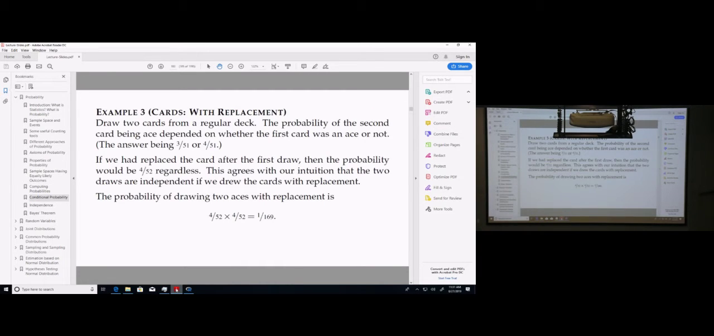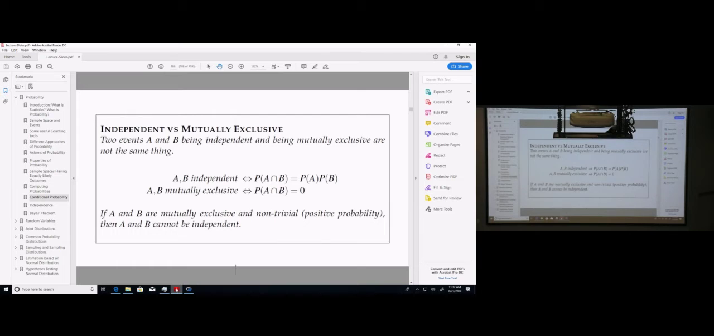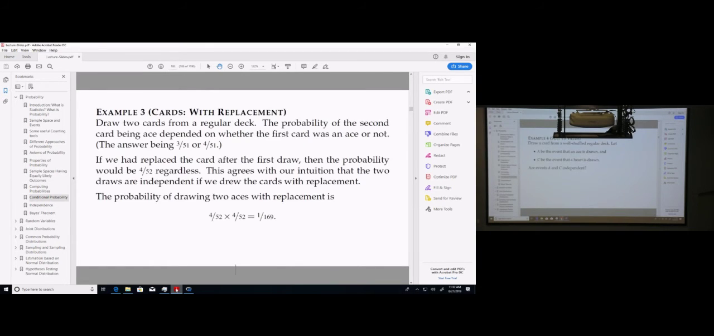Okay, cards without replacement. This is where independence comes in. Independence means you are doing it in a very rigorous manner, and the situation is the same each time. So in order for it to be the same, you have to replace the card. Okay, let me see whether I have time. Maybe I'll just stop here.